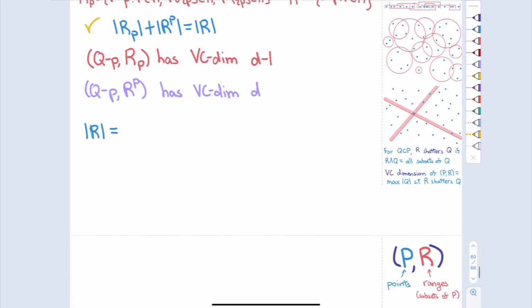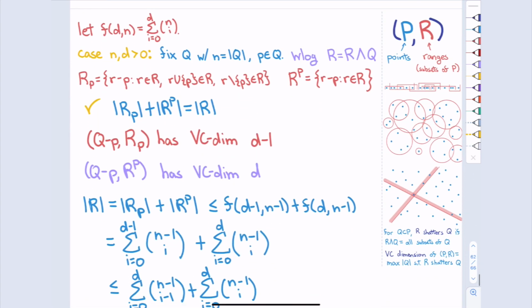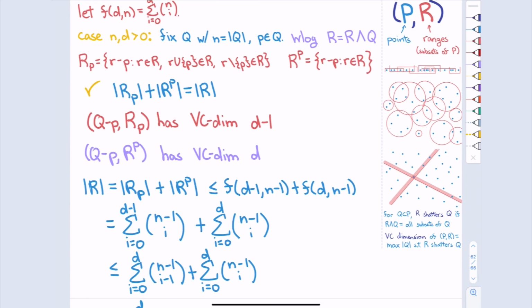I won't do the calculations. I was smart enough to prepare this just in case this happened. But the point is that if I'm trying to count these up, then by induction this is at most the bound for VC dimension d minus 1 over n minus 1 points, plus VC dimension d, n minus 1 points. We plug that in, we get this sum. This sum only goes up to d minus 1, so I can make this d and then make this i minus 1 down here.